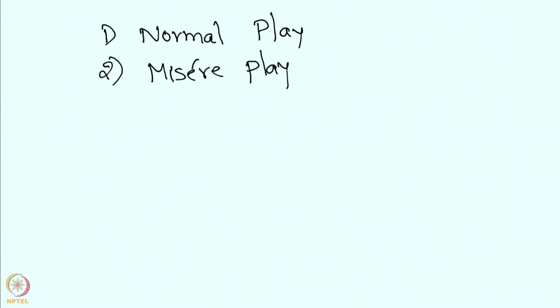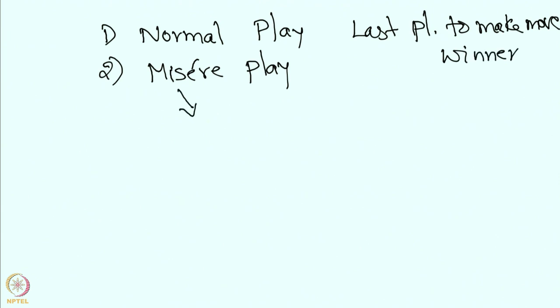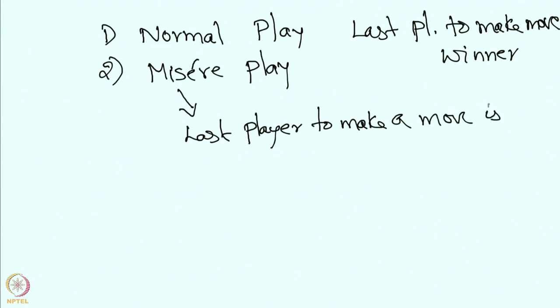In a normal play, the last player to make a move is the winner. In misère play, the last player to make a move is the loser. So, despite the fact that seemingly they look like the negation of the other, they are different, we will see them later. Okay. So, we also discussed the positions.